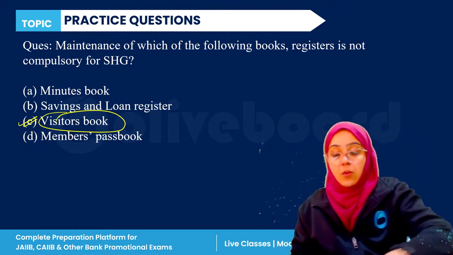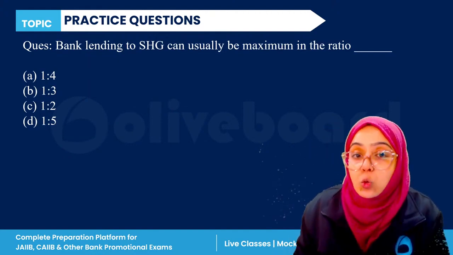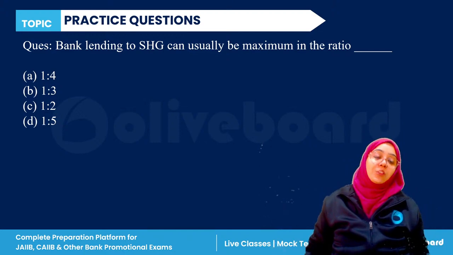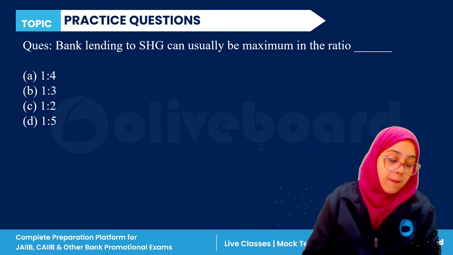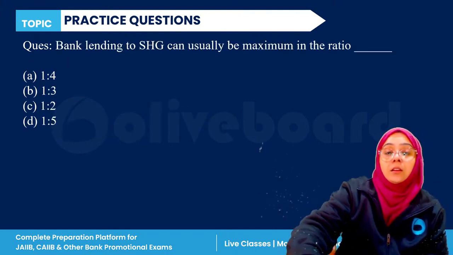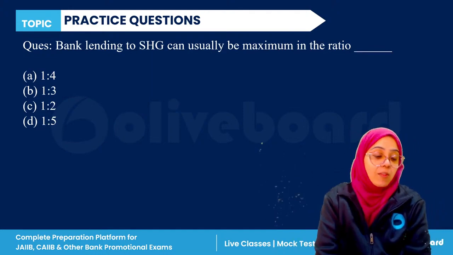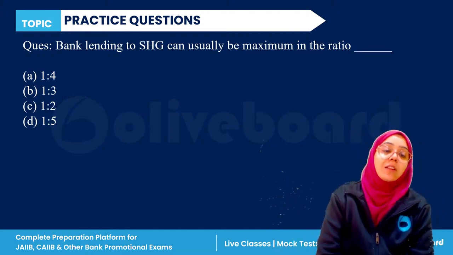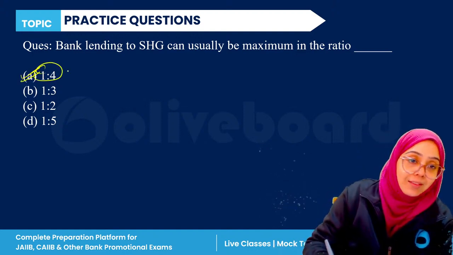Okay, now let's talk about the last question. Bank lending to a self-help group can usually be maximum in the ratio of 1 is to 4, 1 is to 3, 1 is to 2, or 1 is to 5. Members' passbook is necessary, yes. So the correct answer is 1 is to 4, right? A is the correct answer.